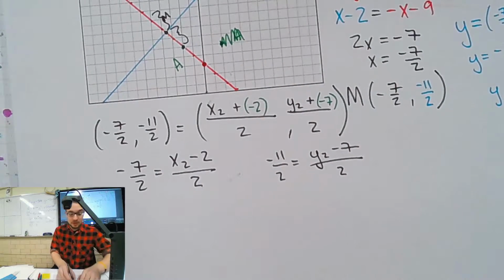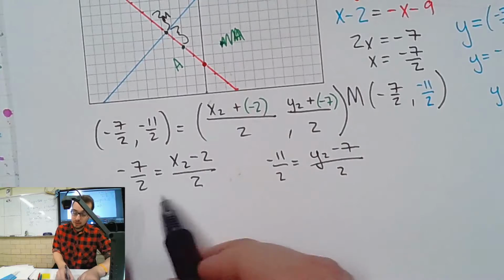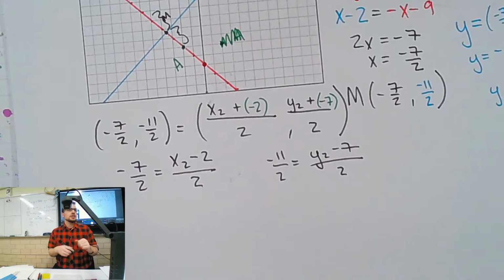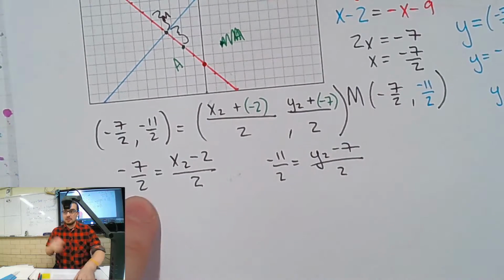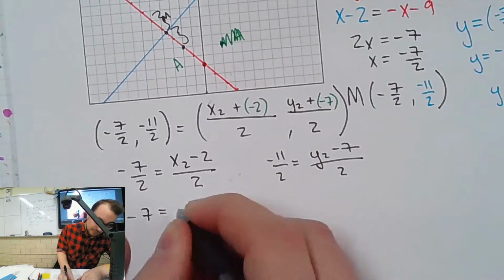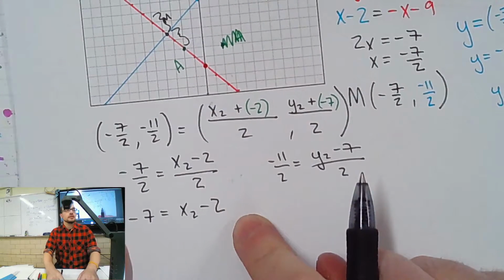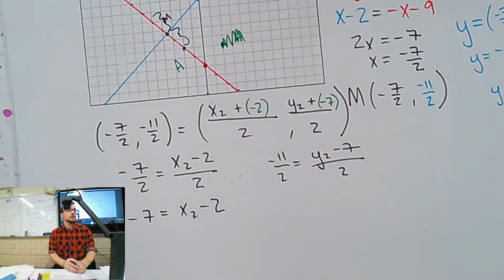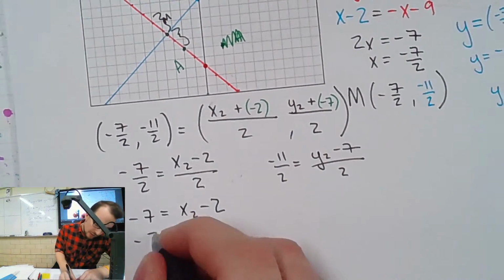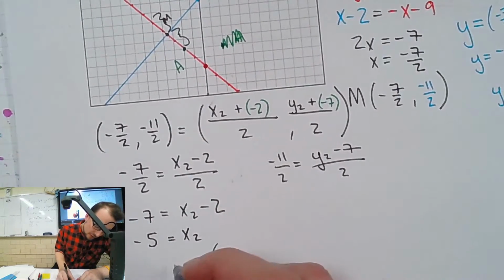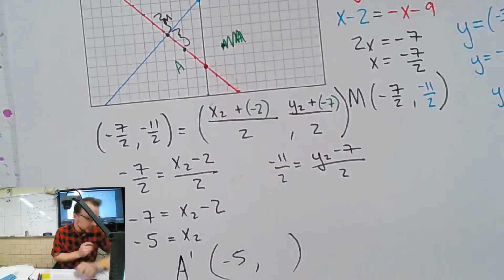Now check it out. What happens? We have -7 divided by 2, and we're timesing it by 2. Division and multiplication cancel. So if we divide by 2 and times by 2, really what we get is -7. And over here, the divided by 2 is gone because we multiplied by 2. Yay! Thanks, Mr. Mac, for making a problem that cancels the fractions. Did everybody see how I got from here to here? Times by 2 to both sides, the division goes away. Now we're going to add 2, and we find out that X2 is -5. So A prime is going to be at -5 comma something.